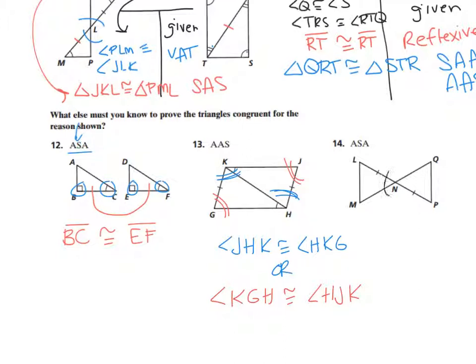And the last one, angle, side, angle. Well, I can already mark that these two are congruent by vertical angles. Now, in order for it to be angle, side, angle, the side needs to be included in between. So I need to know that these two blue segments are congruent. So I need to know that MN is congruent to NQ.